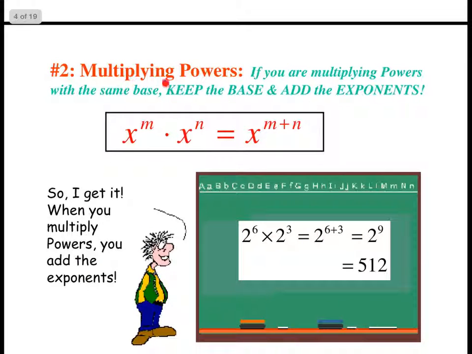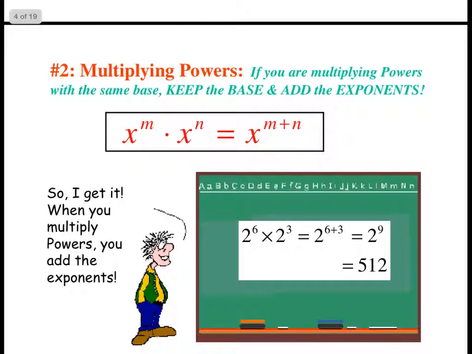Okay, so when you're multiplying powers with the same base, you keep the base and you add the exponents. An example would be x to the m times x to the n equals x to the m plus n. So an example would be 2 to the 6 times 2 to the third. All you're going to do is keep the base, and this only works if the bases are the same, so keep the base and add the exponents. And then you can leave it as an exponent, or you can actually put it in standard form.